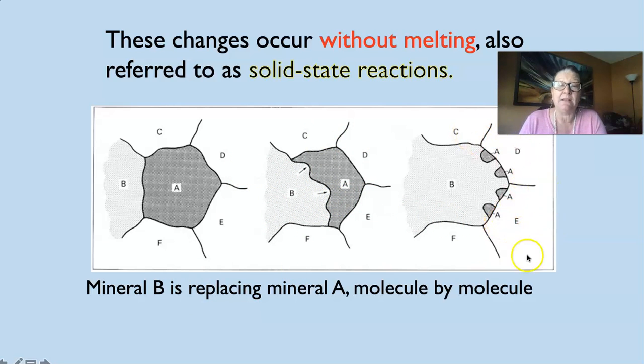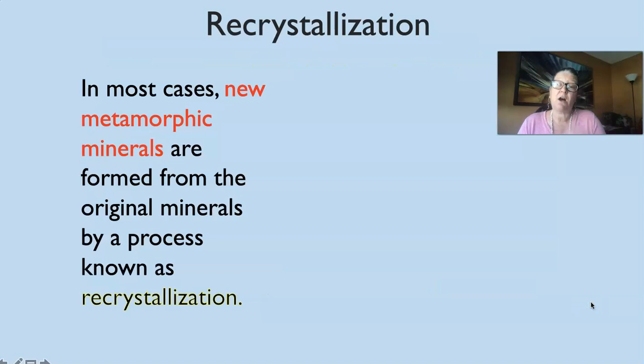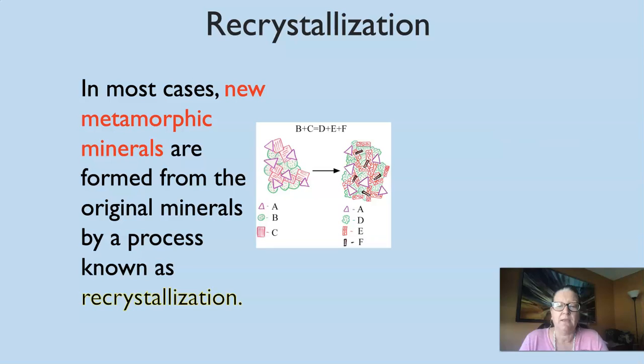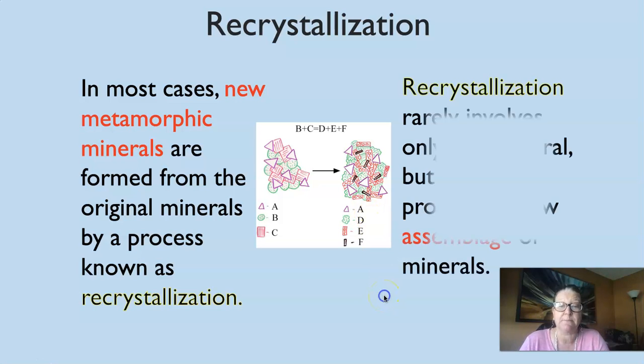And maybe at the end of this entire process, there might be little remnants of mineral A left behind that tell us that mineral B replaced mineral A. This is called recrystallization, and in most cases, new minerals are formed by this process. Here's a cartoon that has a little bit more going on than what I've just shown you. Here we have minerals A, B, and C before metamorphism, and afterwards we have A, D, E, F. So B and C recrystallized to form D, E, and F, but A remained. So not all minerals necessarily disappear and recrystallize.